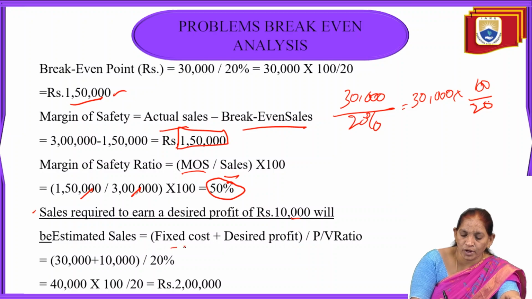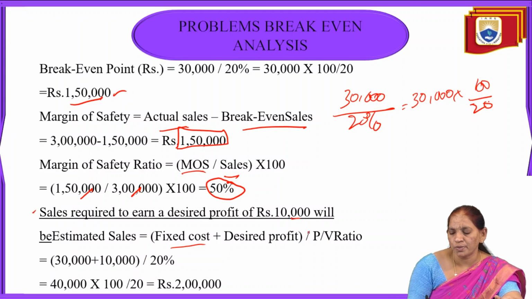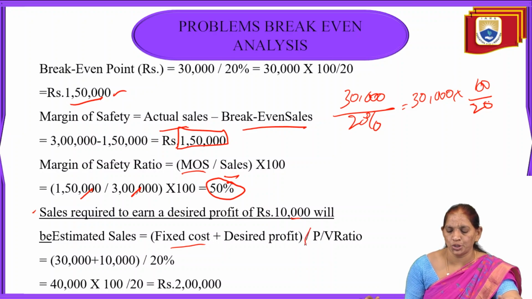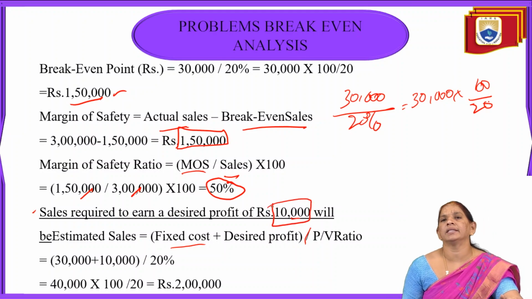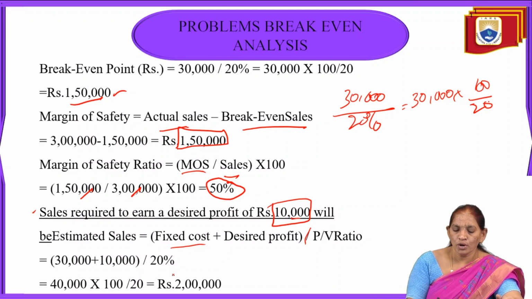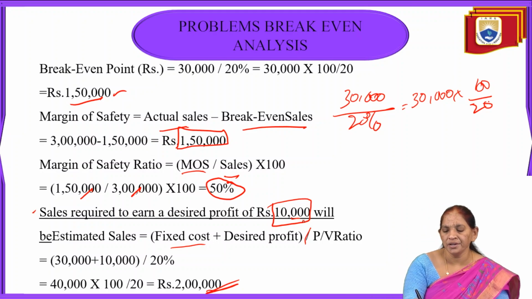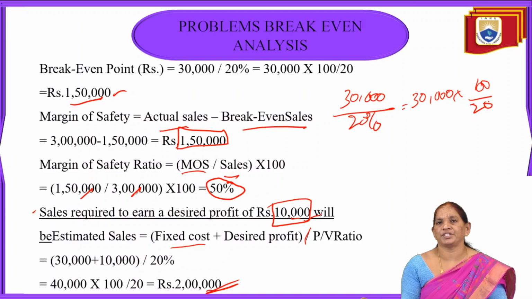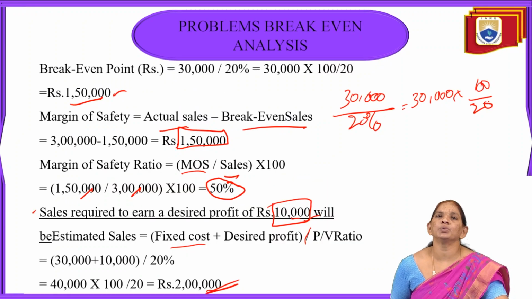So for that we have the formula: fixed cost plus desired profit, divided by PV ratio. Already the fixed cost is 30,000 and the desired profit is 10,000. Now we'll have 40,000 into 100 by 20. We are getting 2 lakh rupees. Means if we sell 2 lakh rupees, we are getting 10,000 rupees of profit. So this is a short description relating to the analysis provided in the second problem.